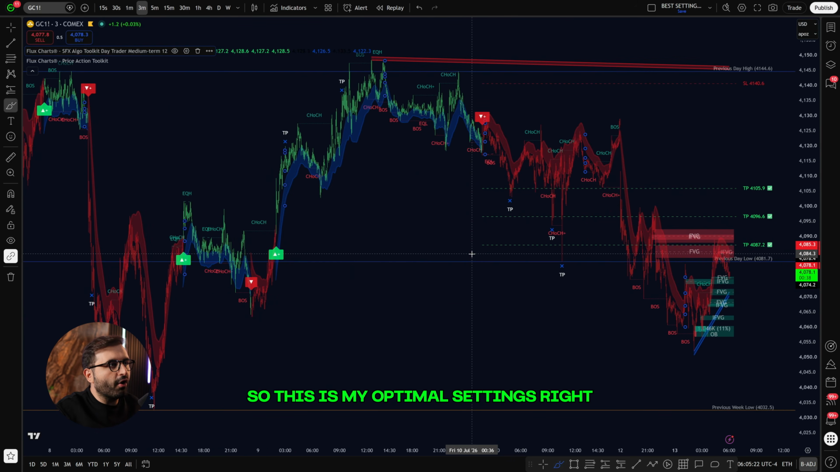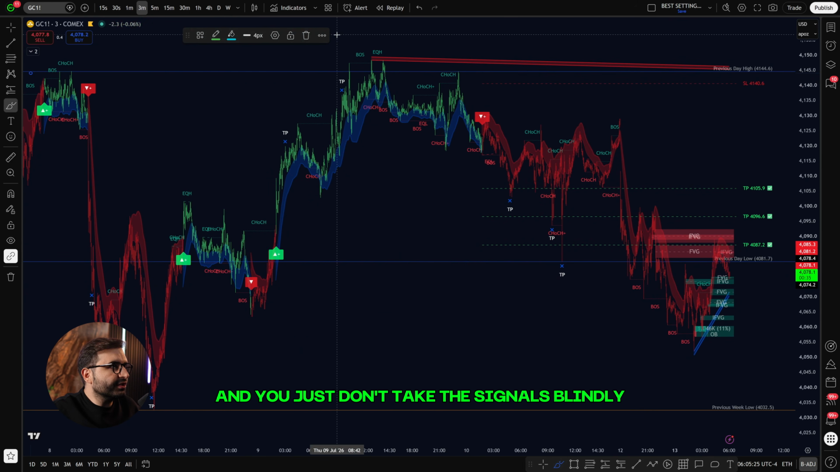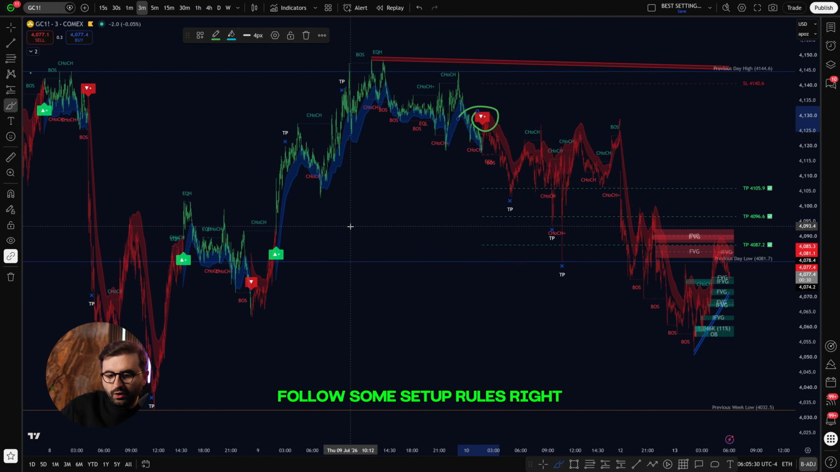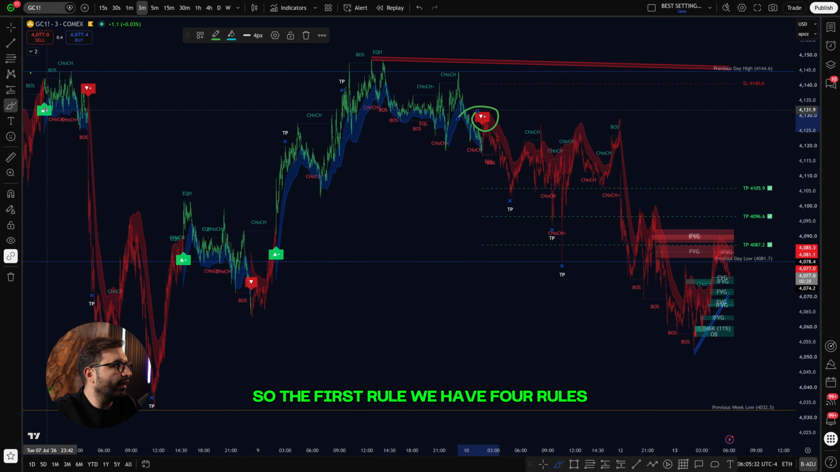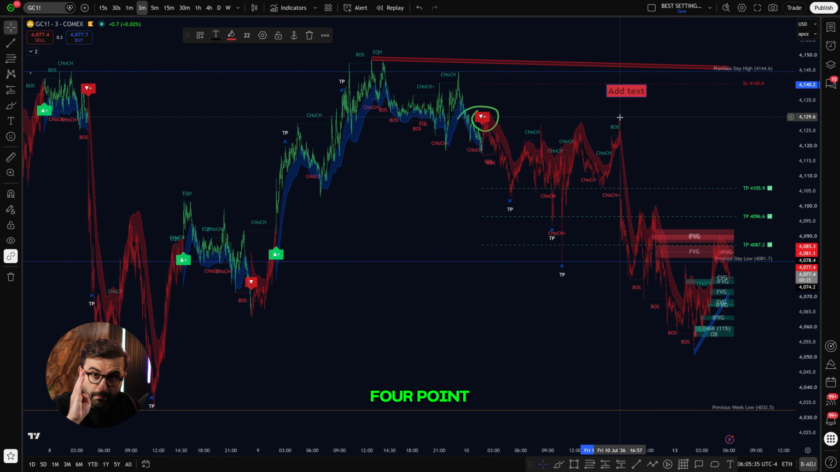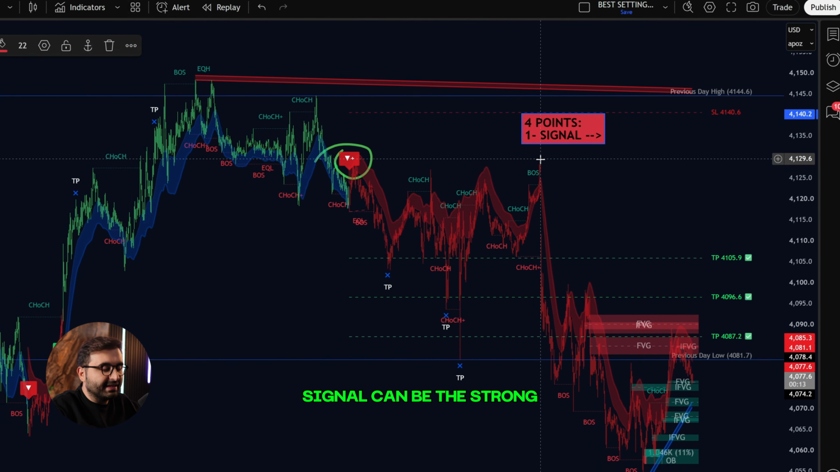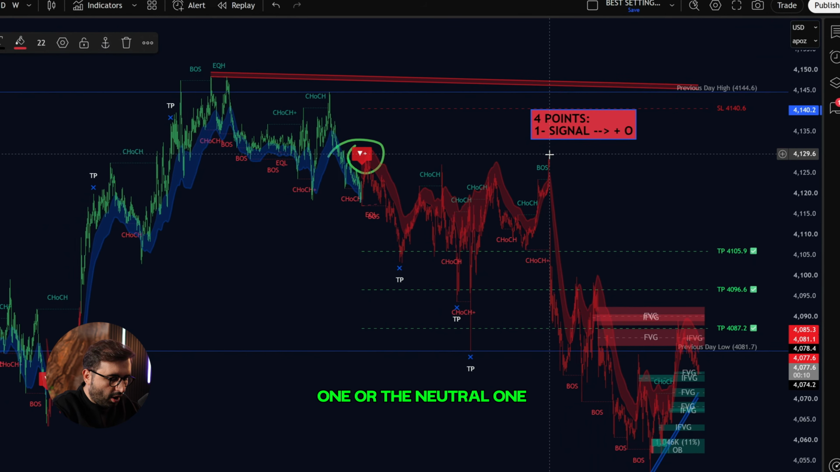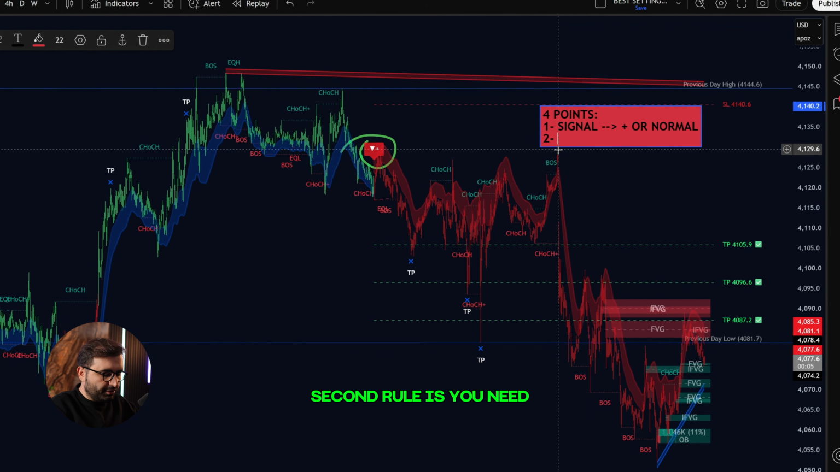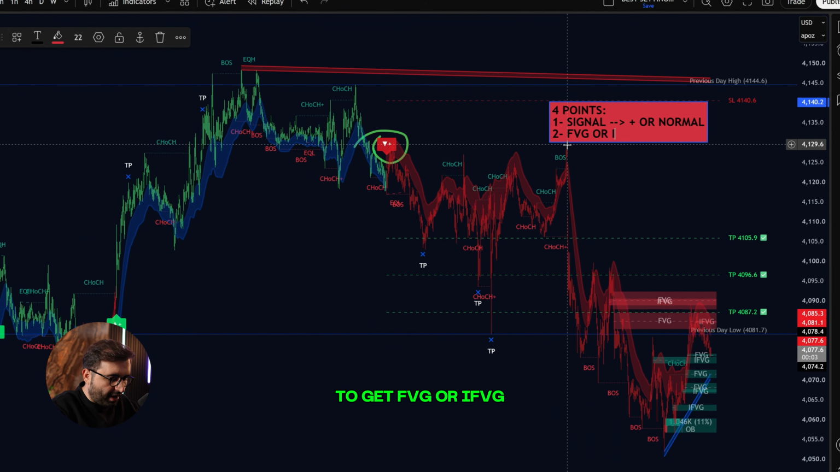So this is my optimal settings, right? And you just don't take the signals blindly. What you want to do is follow some setup rules, right? So the first rule, we have 4 rules, 4 points. The first rule is you need to get the signal. And I mean signal can be the strong one or the neutral one. The second rule is you need to get FVG or IFG.